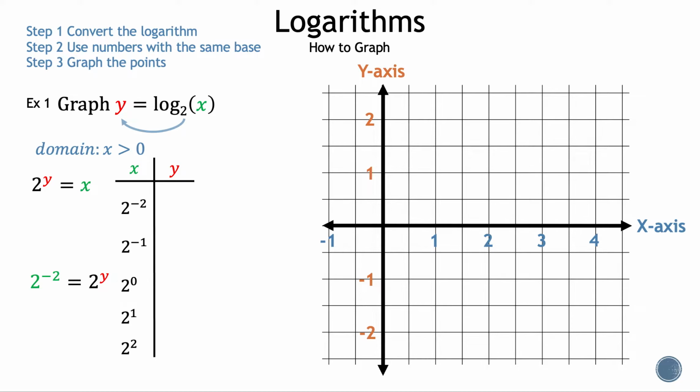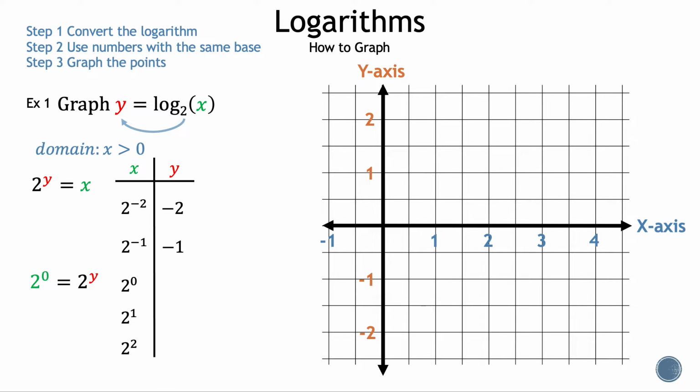Let's begin with 2 to the negative 2. And now we have 2 to the negative 2 is equal to 2 to the y. So y is equal to negative 2. Let's put that value in the table. Let's move on to 2 to the negative 1. And now we have 2 to the negative 1 is equal to 2 to the y. So y is equal to negative 1. Let's put that value in the table.